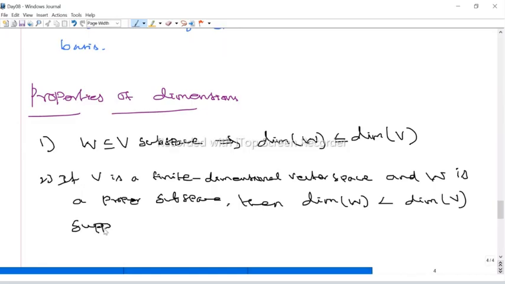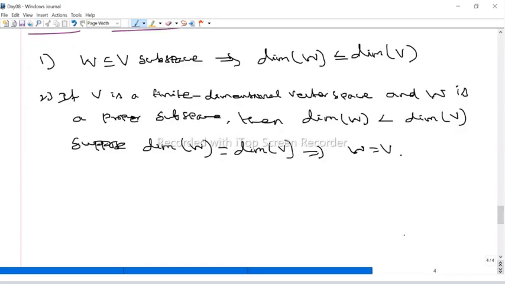Suppose the dimensions are equal, suppose the dimension of the subspace equals the dimension of the whole space V, this implies W should be equal to V. Suppose in a finite dimensional vector space, a subspace's dimension equals the bigger space's dimension. The only possibility is that the subspace should be equal to the whole space.